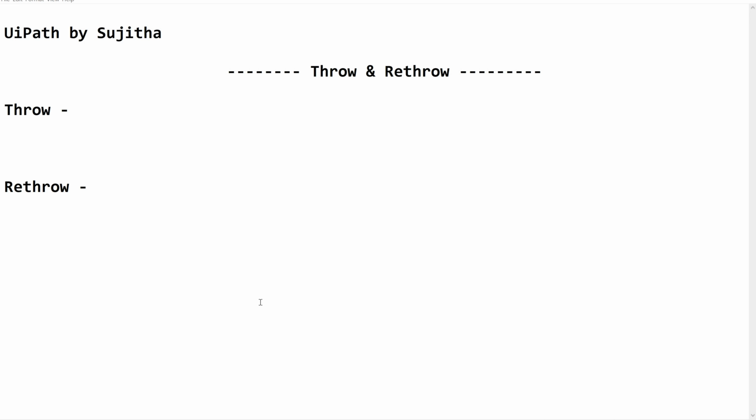In this video, we are going to learn about throw and rethrow activities in UiPath Studio. Throw activity. We use the throw activity to throw an exception even if it is not created or generated by the activities in your flow. We already learned that runtime exceptions generated by the activities can be handled using try catch activity, right? All the generated exceptions from the try block can be handled using the catch block.